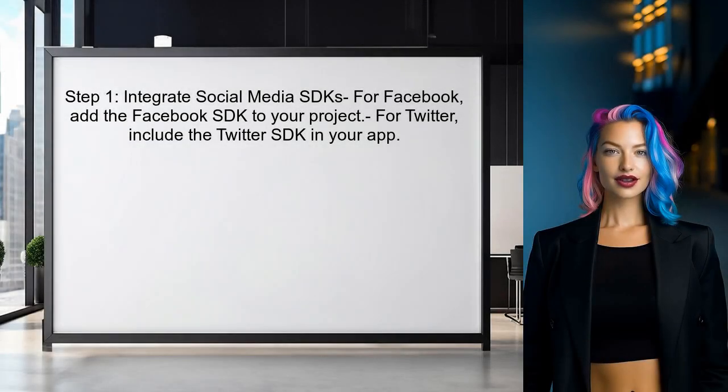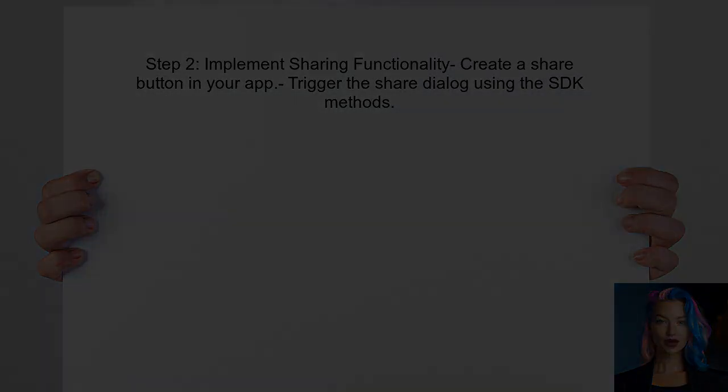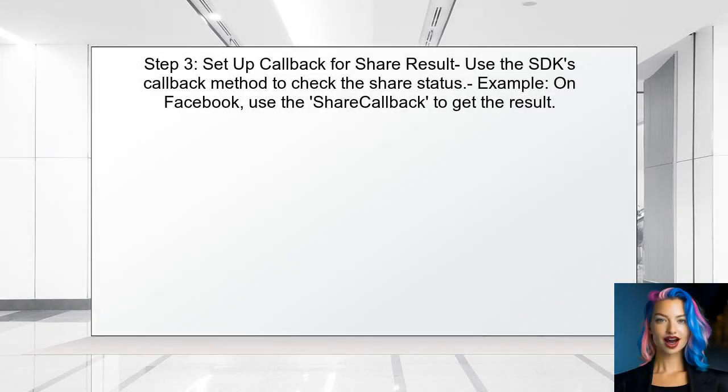To reward a user after a successful share, the first step is to integrate the social media SDKs into the app. The user should start by adding the necessary SDKs for platforms like Facebook and Twitter. Next, the user needs to implement the sharing functionality. This involves creating a share button that triggers the share dialog for the selected social media platform. After the share dialog is displayed, the user should set up a callback to determine if the share was successful. Each SDK provides a way to listen for the result of the share action.